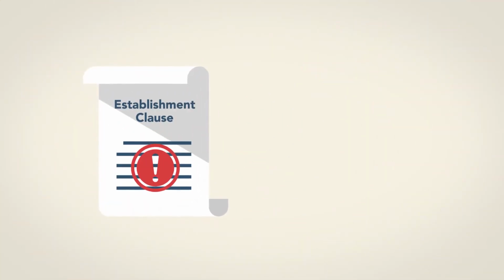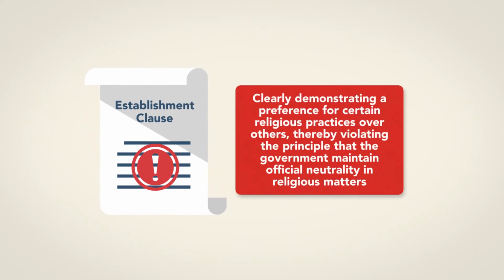The state here has violated the Establishment Clause because it's clearly demonstrating a preference for certain religious practices, such as Catholicism, over others, such as worshiping Satan. And thereby, it violates the principle that the government maintain official neutrality in religious matters.